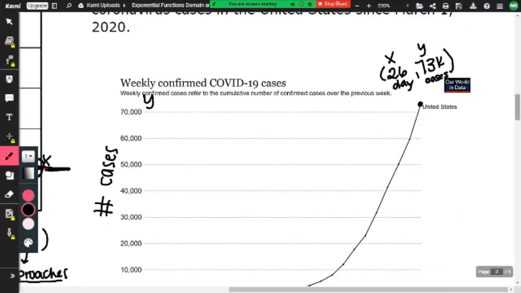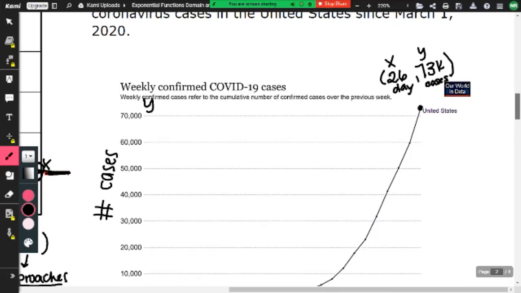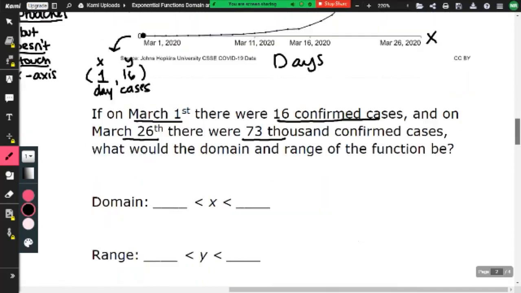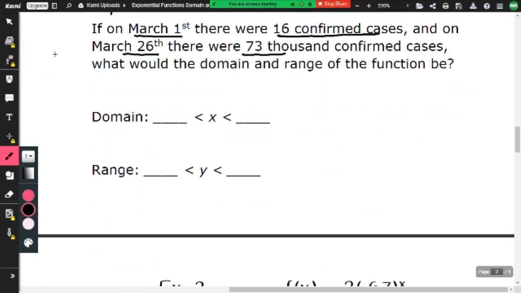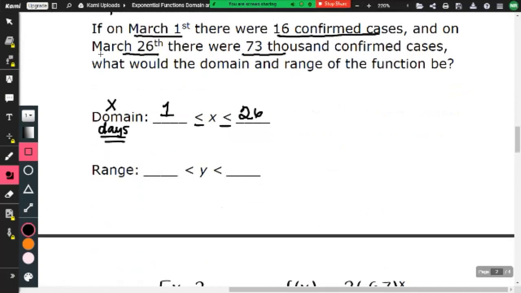Got it? All right. We're only going to write the domain and range for this. We don't have to answer any other question. Domain is your X values. X values describe the days. So only look at the days. We started on what day? On the 1st, and we ended on what day? 26. This is a real world example, so they're both going to be underlined.